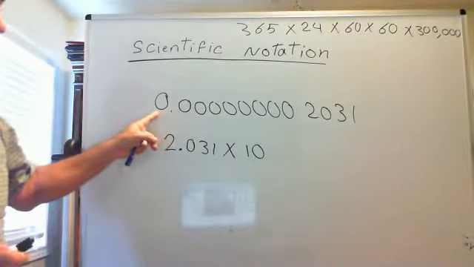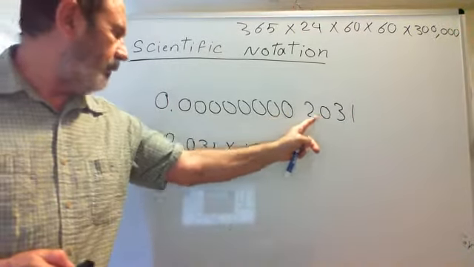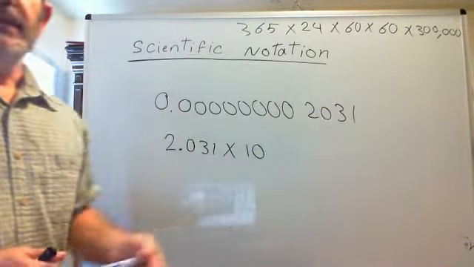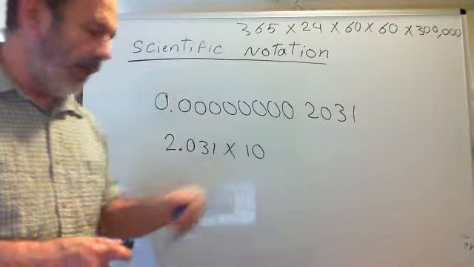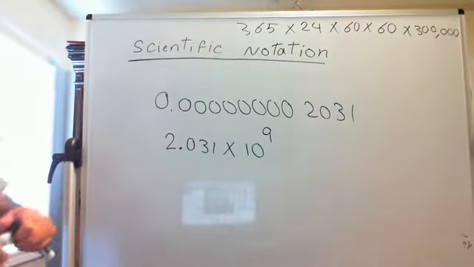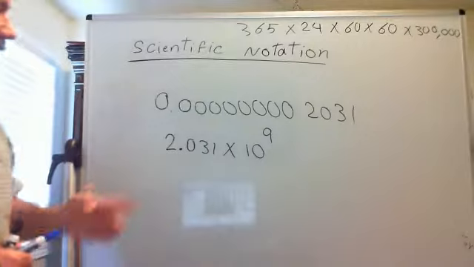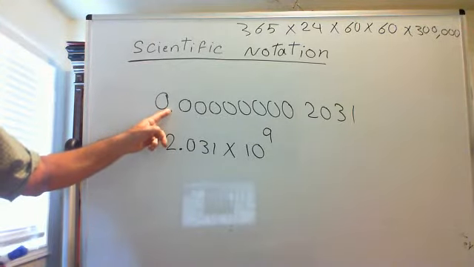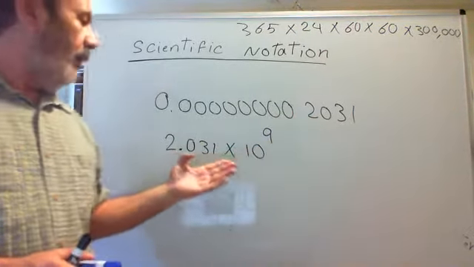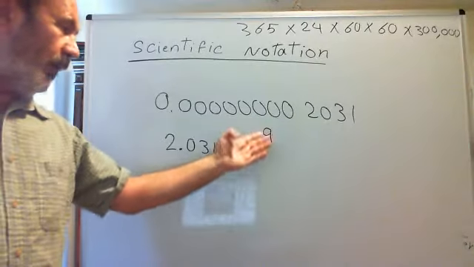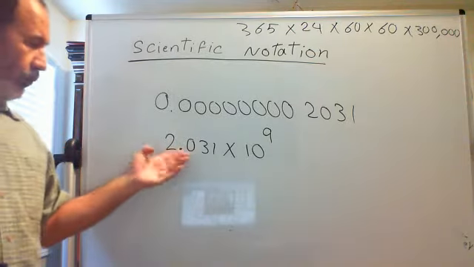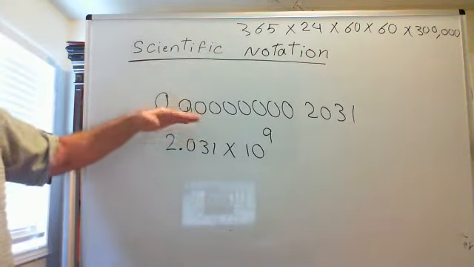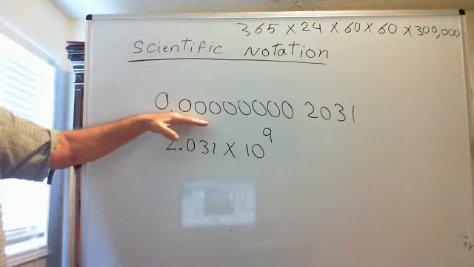I moved the decimal from here to here. Yeah, I moved it after 2. How many digits? 1, 2, 3, 4, 5, 6, 7, 8, and 9. So 10 to the power of 9. Now we should look at the sign of this exponent. Because I moved the decimal to the right, when I'm multiplying this one, I should move it to the left, or I should move the decimal to the left to return to the original.